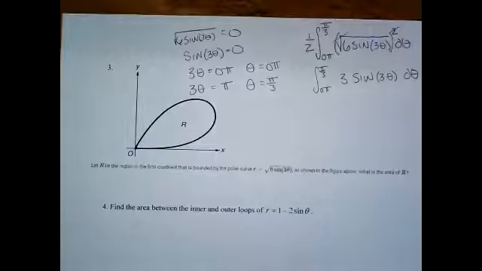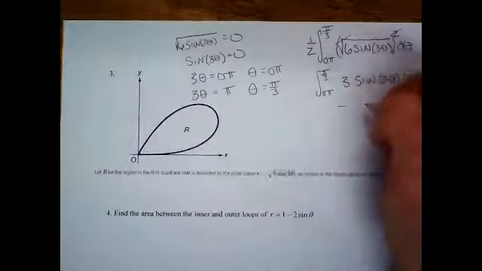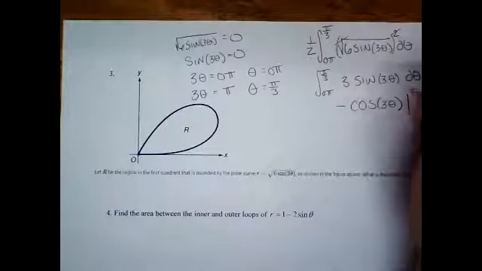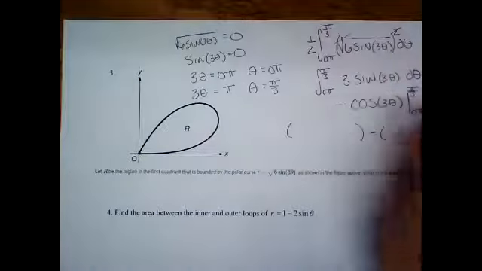So antiderivative of sine, careful. Negative cosine, good. And you would need a 1/3, but the 1/3 and the 3 cancel. So it'll just be negative cosine of 3 theta from 0 to pi over 3. And so we're going to do upper boundary minus lower boundary.